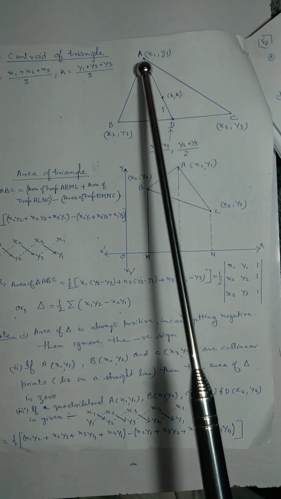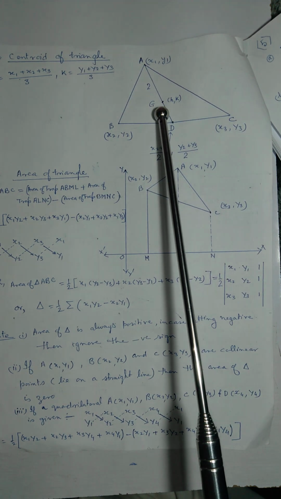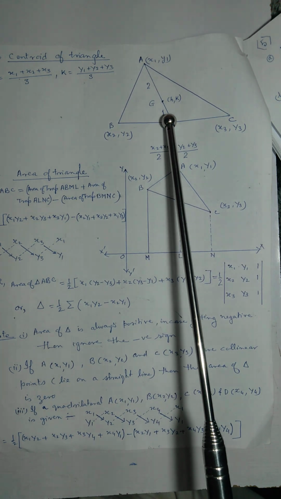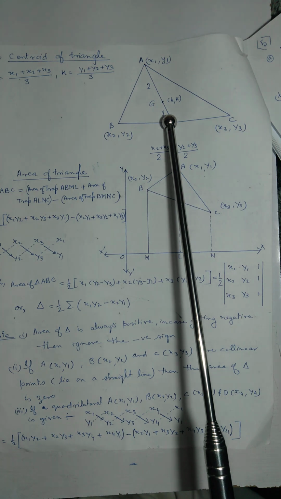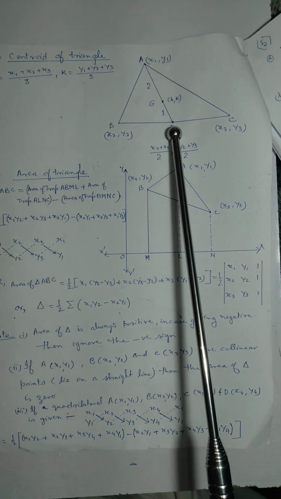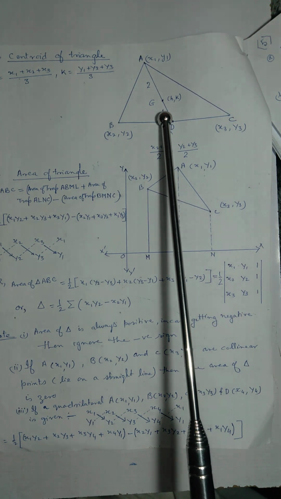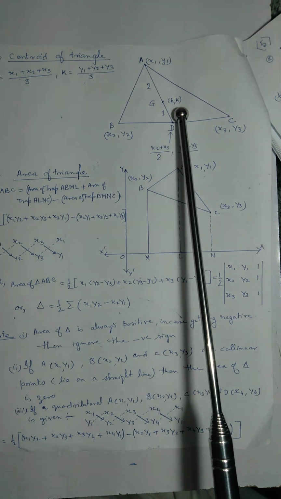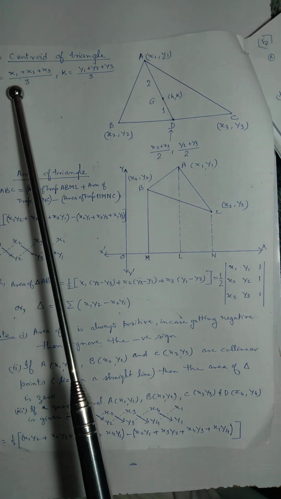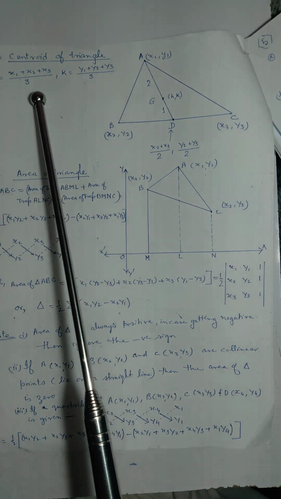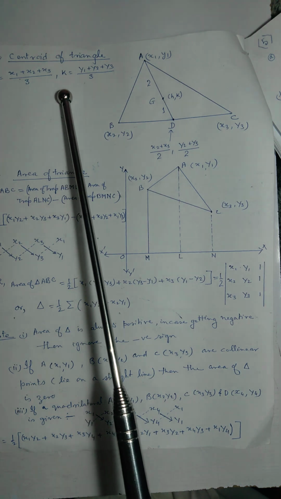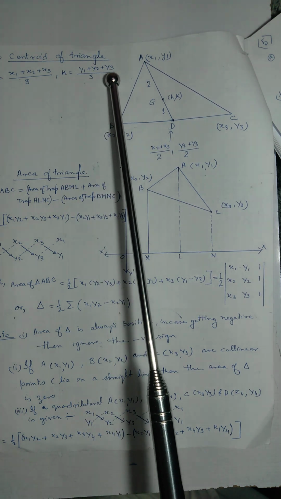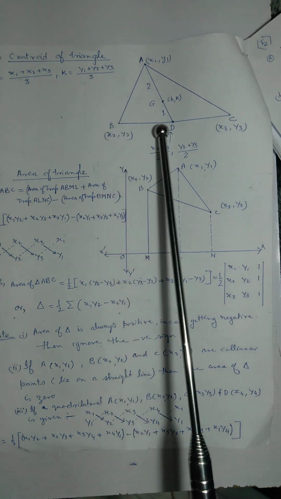And you see that the point G divides the median in the ratio of 2:1. With the help of that, you can find the coordinate of G, let it be H and K. So H will be equal to x1 plus x2 plus x3 divided by 3. K will be equal to y1 plus y2 plus y3 by 3.